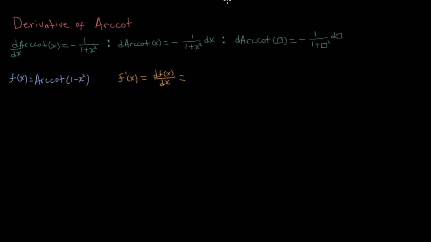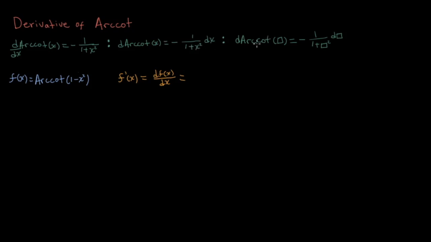In this video, we're going to talk about how to calculate the derivative of an arccotangent function, which is as follows. The d by dx of arccotangent x is equal to negative 1 over 1 plus x squared. Or a better way of looking at it is the derivative of arccotangent x is equal to negative 1 over 1 plus x squared dx.